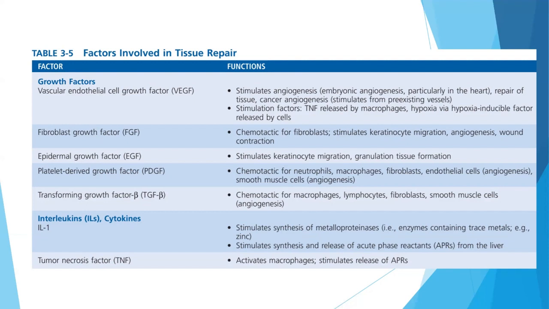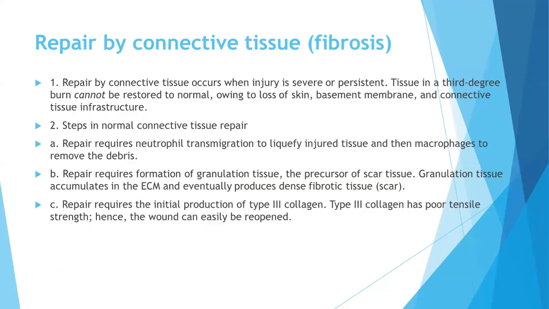Interleukins and cytokines are very, very important. These stimulate the synthesis of metalloproteinases. Now, these are enzymes containing trace metals, for example, zinc, which are necessary for tissue repair and tissue remodeling. Which of the following trace metals is very important for tissue repair? Answer: zinc, very commonly asked in the examination. It stimulates synthesis and release of acute phase reactants from the liver. The tumor necrosis factor activates macrophages and stimulates the release of the acute phase reactants.